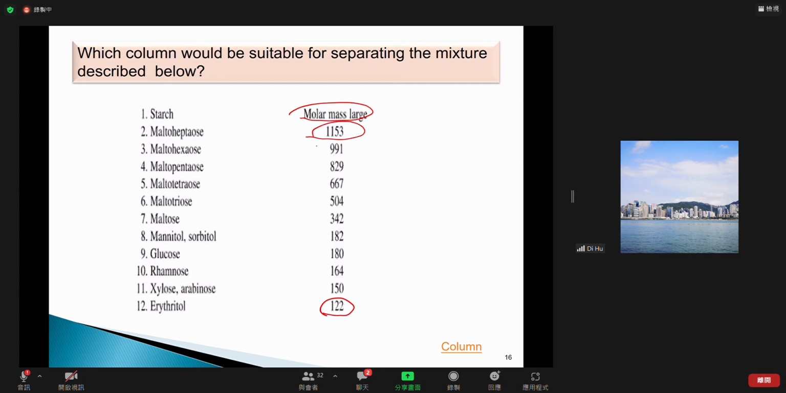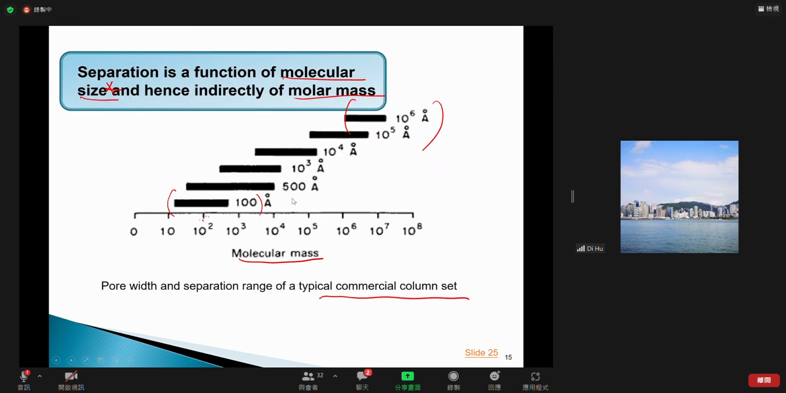1,153. So the molecular weight is between 122 and 1,153. Which one should we choose here? According to this molecular weight, which one should we choose? You can type your answer in the chat box. Which one?